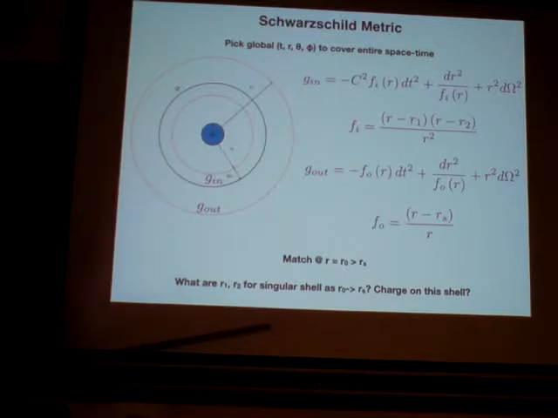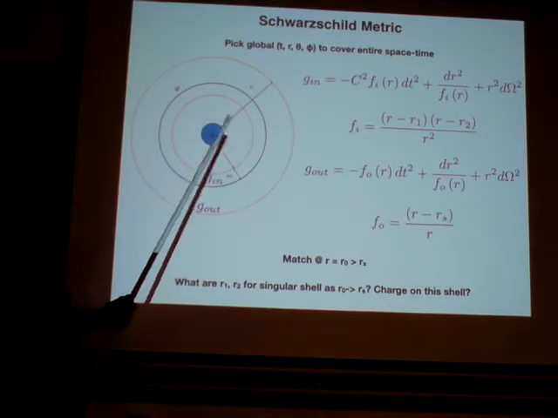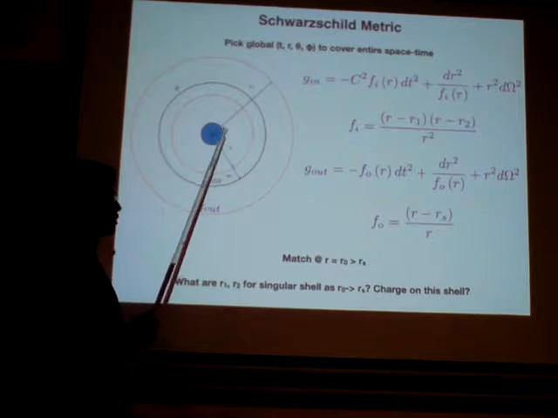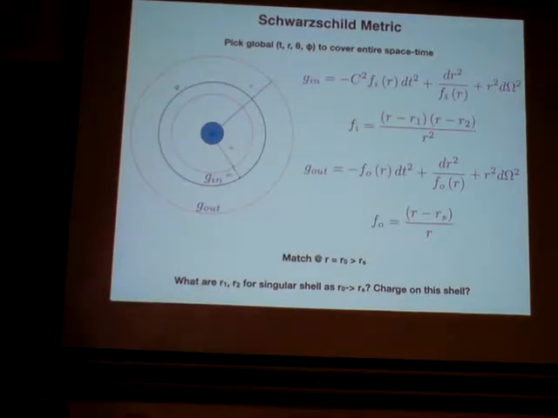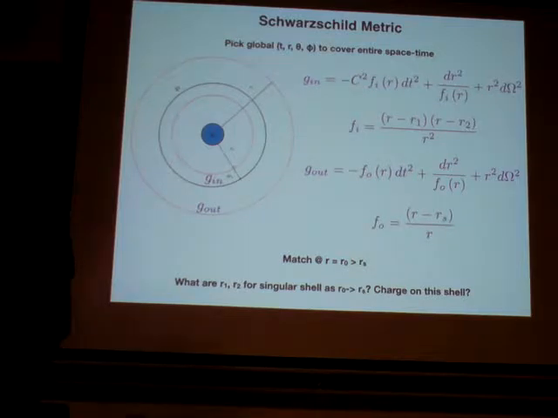And what I'm basically going to be asking is, what do the values of the interior metric have to be, its mass and charge, so that I'm going to get a singular shell just outside the Schwarzschild horizon? And what is the charge of the shell? Is there some funny charge to mass ratio?